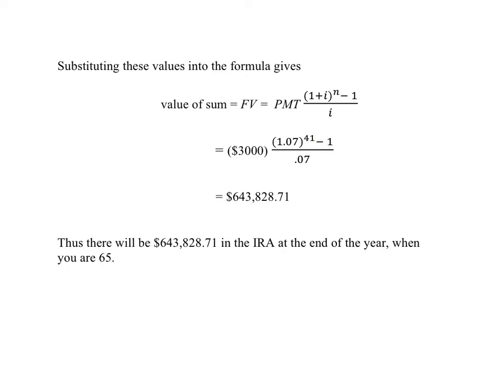After sorting out that one bit of trickiness about the value of n, we plug in n equals 41, i equals 0.07, PMT equals 3,000, and we simply compute. At the end of the day, the value of this long sum turns out to be a quite impressive number, $643,828.71. That's a rather nice chunk of change that results from saving a moderate amount of money every year.